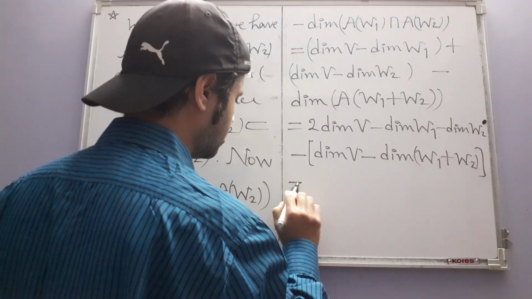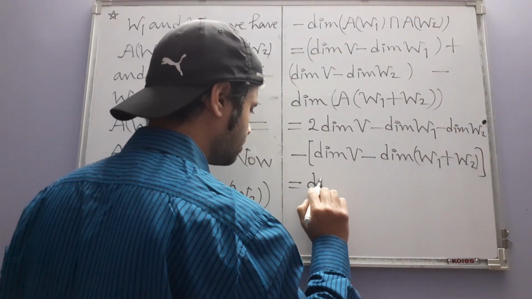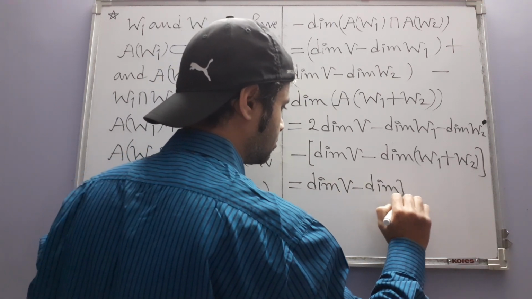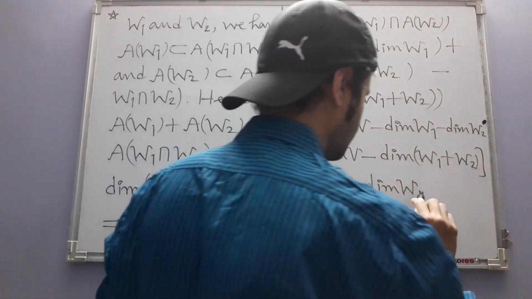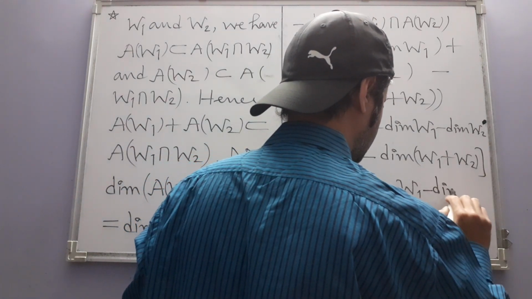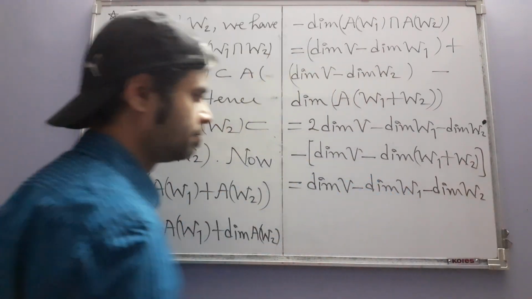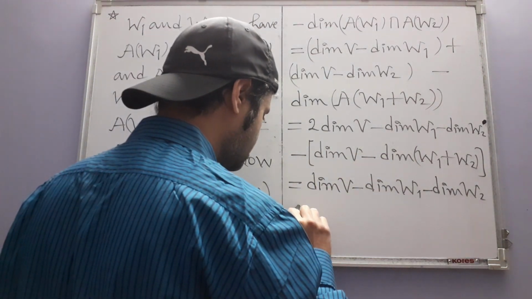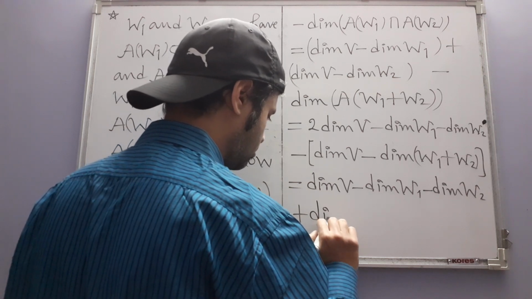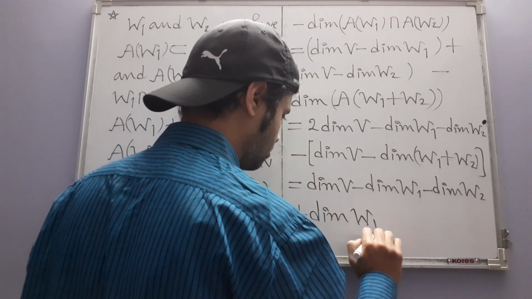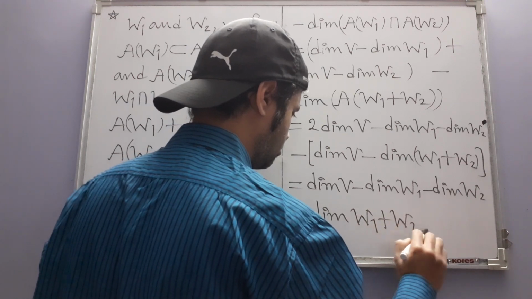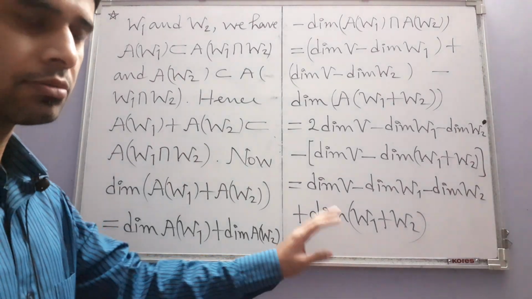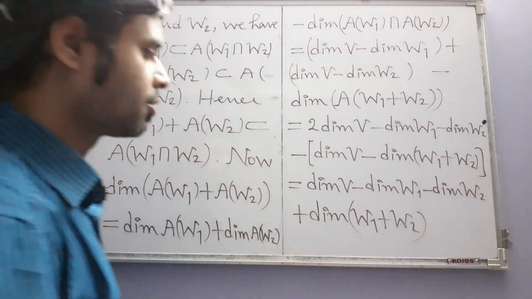minus dimension of W1 plus W2. So there is a little cancellation and we have dimension of V minus W1 minus W2. Okay, so this minus minus gives us plus. But now again we can simplify, I should not say simplify, but we can write the formula for this.